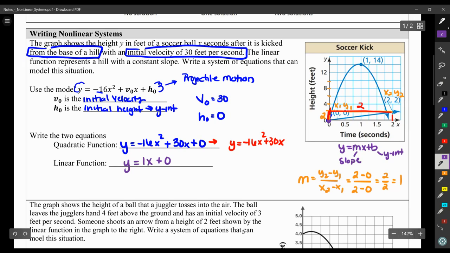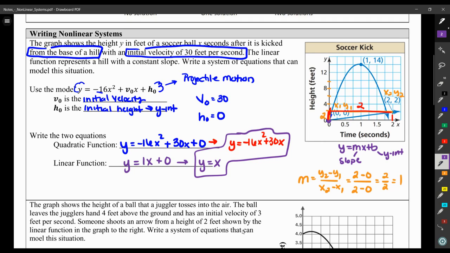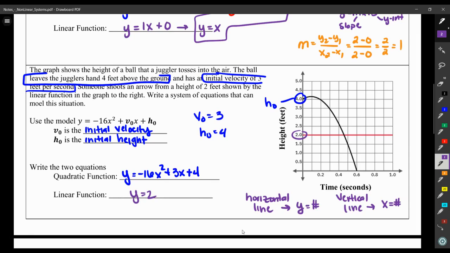So our equation is y equals 1x plus 0, which we can simplify down to just y equals x. So this is the system of equations that represents this situation. Pause the video, try the example underneath. And here's what you should have had for the second example.